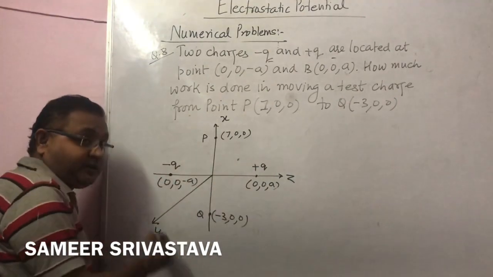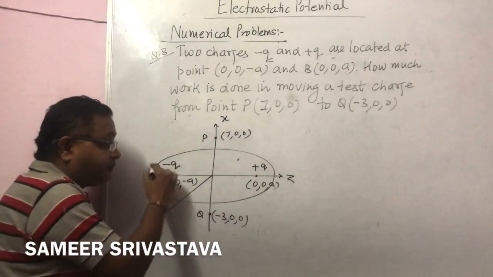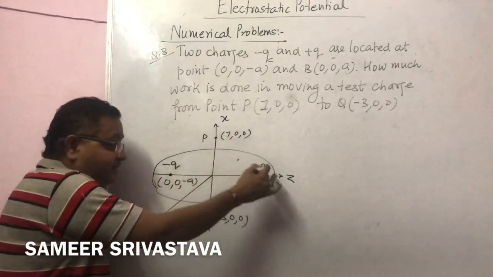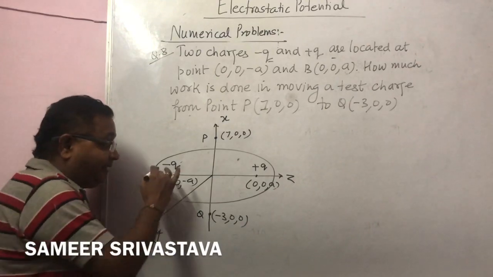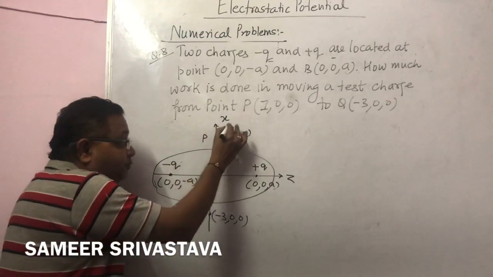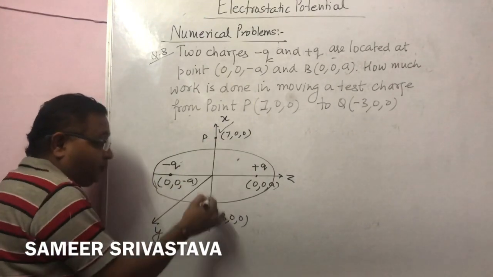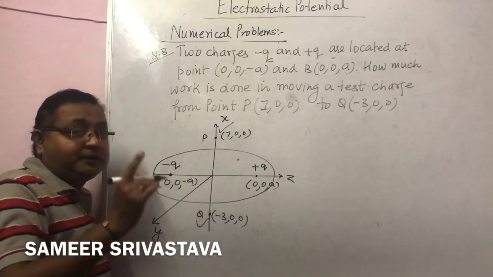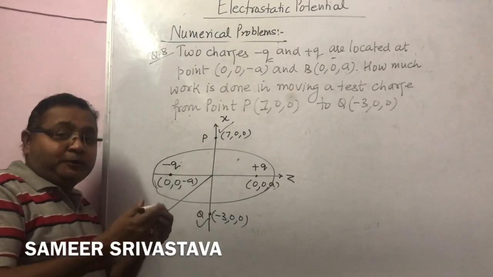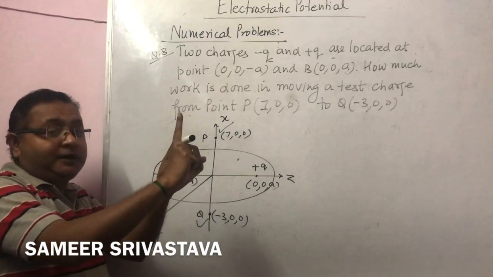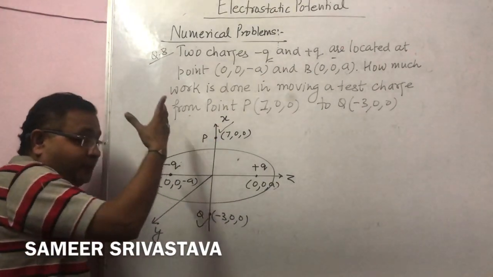Now here in this question, this is a combination of positive and negative charge of the same magnitude, so it will make a dipole. And if this is a dipole, these two points P and Q are equatorial points on that dipole. And we all know that the potential at an equatorial point on a dipole is always 0. So there is no work done.